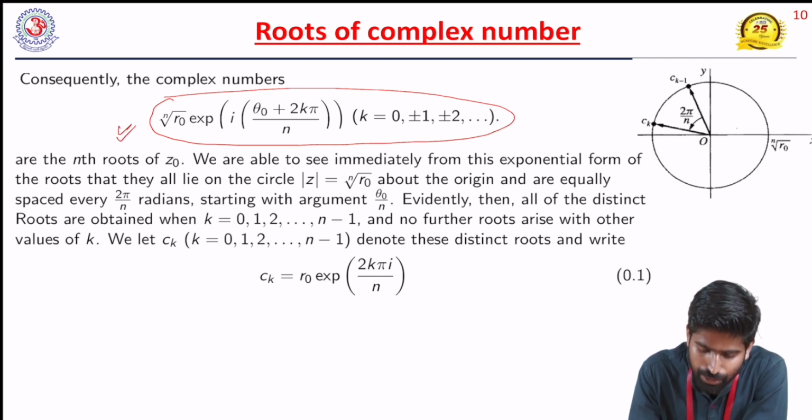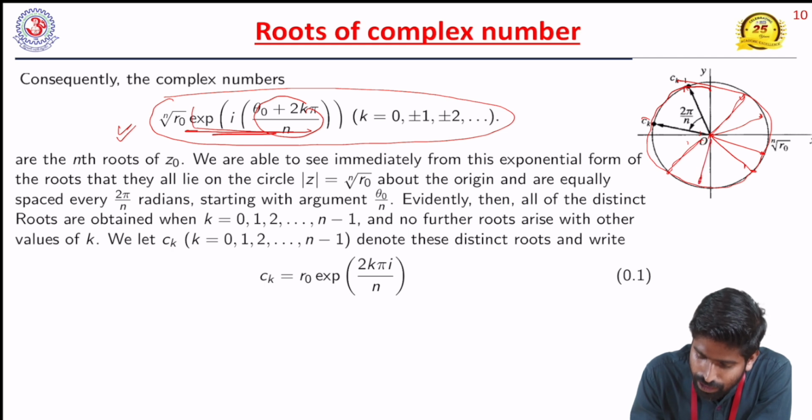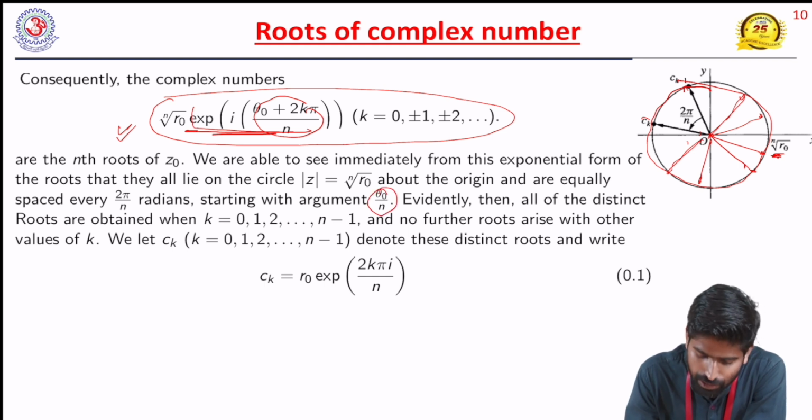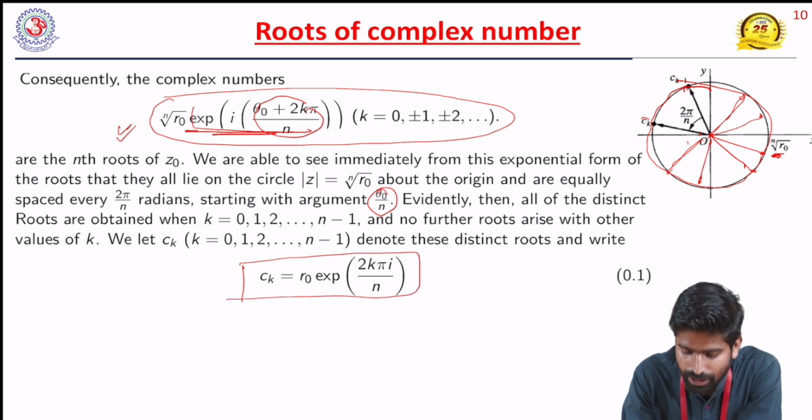Now we are able to see immediately from this exponential form that they are all lying on a circle of the same radius. If the radius is 1, that is a unit circle, and all of them will lie on this unit circle. Something like that, with the radius equal to this one, starting with an argument, this is the first argument. Evidently all of the distinct roots are found, and we will express this to represent the complex root of a given complex number z₀.